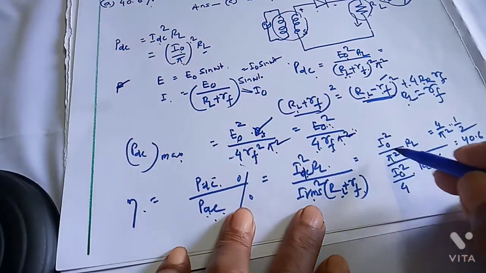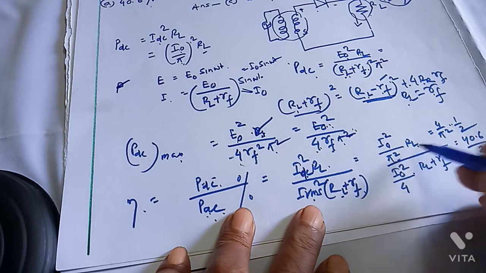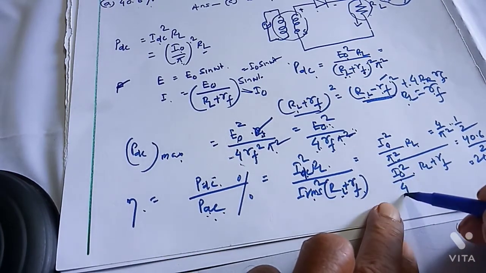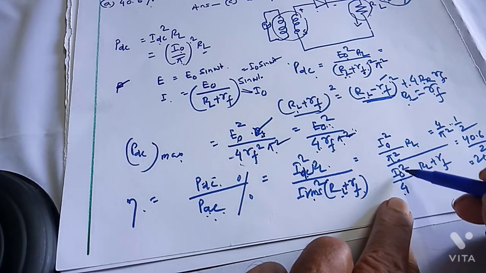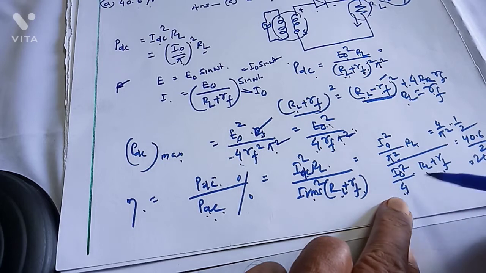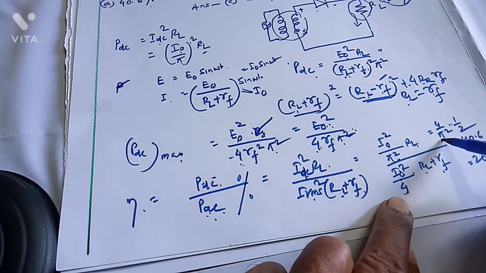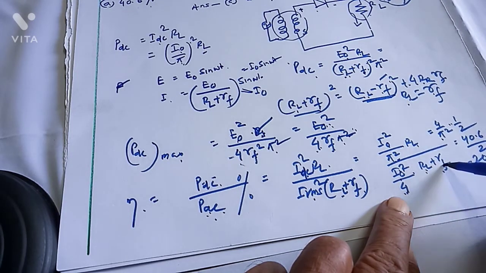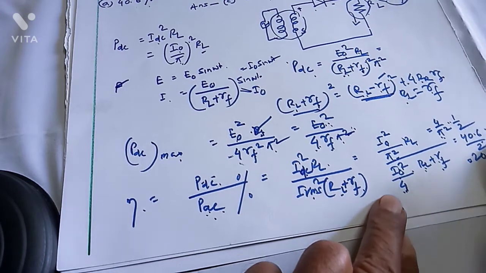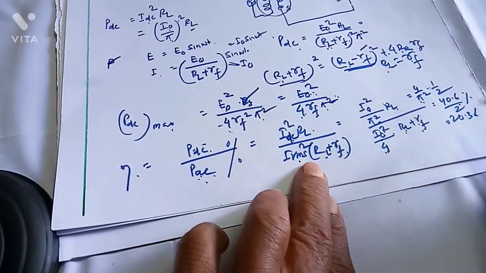Now IDC is I0 by pi, so IDC square is I0 square by pi square into RL. IRMS for half wave rectifier is I0 by 2, so IRMS square is I0 square by 4 into RL plus RF. Now when you simplify, this becomes 4 by pi square. Now RL equal to RF, so the 2 RF cancels. Now it is 4 by pi square into 1 by 2, that is 40.6 by 2, or it is 20.3%.